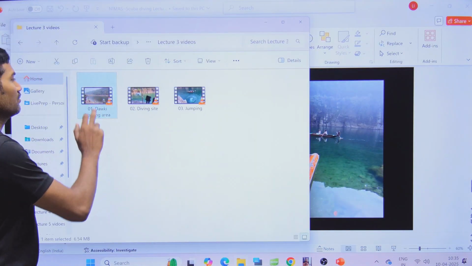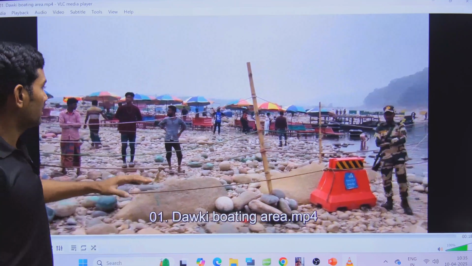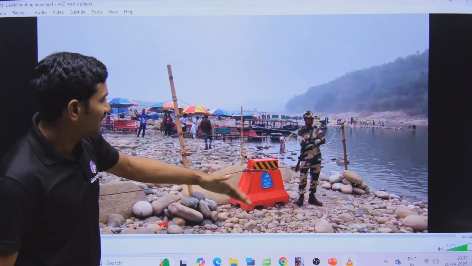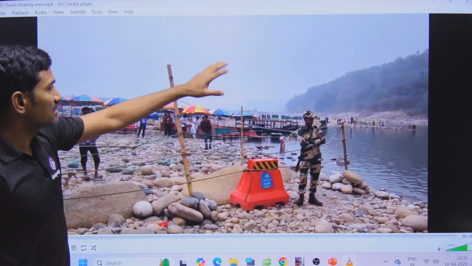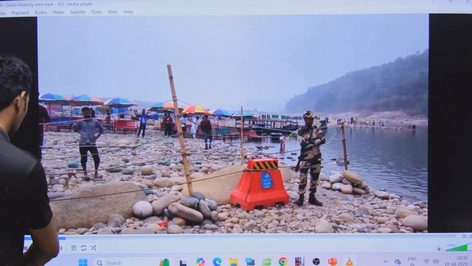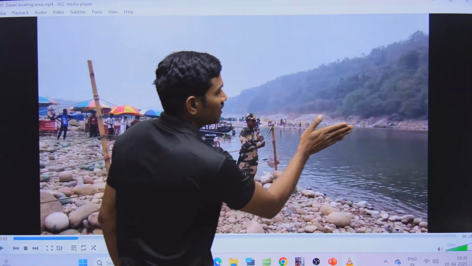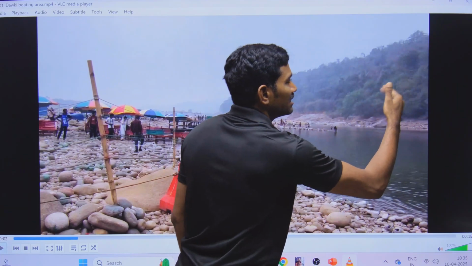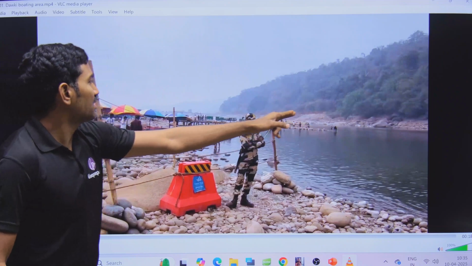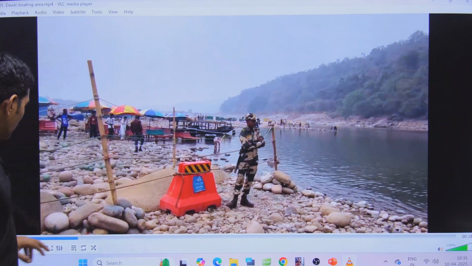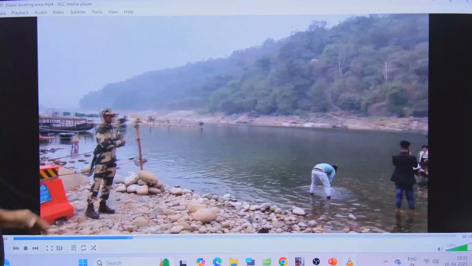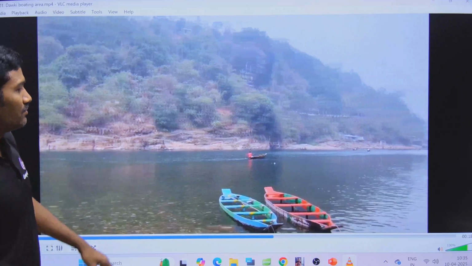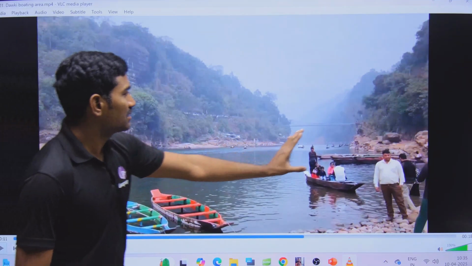First, the Docky boating area. I have already shown that boating area, right? For this line, this side is India, the other side is Bangladesh. And here you just see this particular video. Here, this side is India and that side is Bangladesh. And for this hillside also, this side is India only. Please observe this. From here like this, that side is Bangladesh. From here onwards, this side is the India side. Observe carefully. See here, this side is completely the India side.